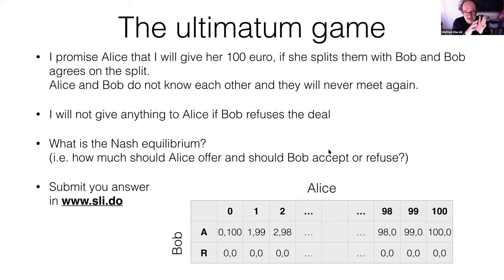You should think again that Alice and Bob are rational and that they never met each other and will never meet again. They are not brothers and sisters, they are not wife and husband or anything. And this is the payoff matrix. This is the game. The strategy of Alice goes from 0, 1, 2, up to 100. This is how much she decides to give to Bob. And the strategy of Bob is either to accept or to refuse. So again, think about what is the Nash equilibrium and then go to Slido and submit your answer.